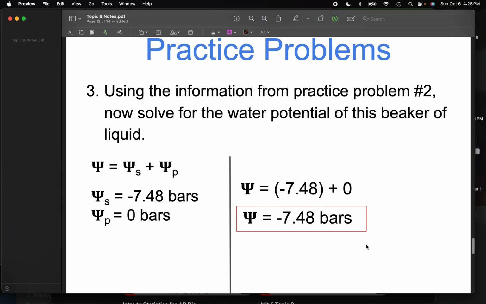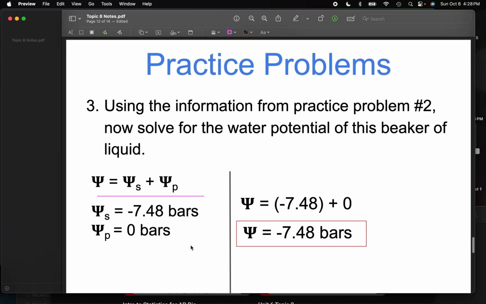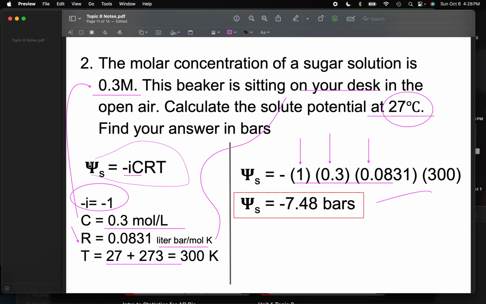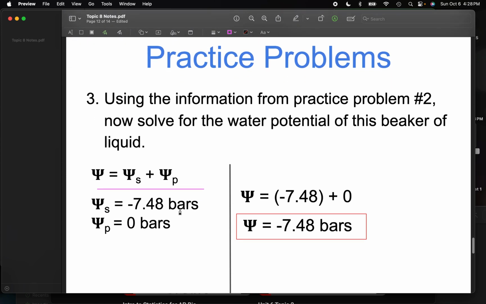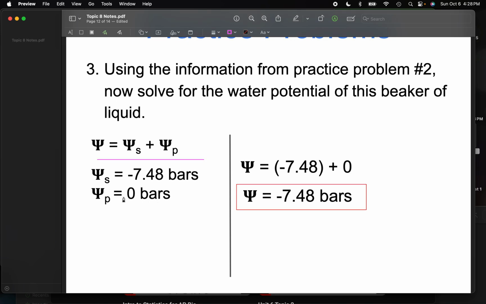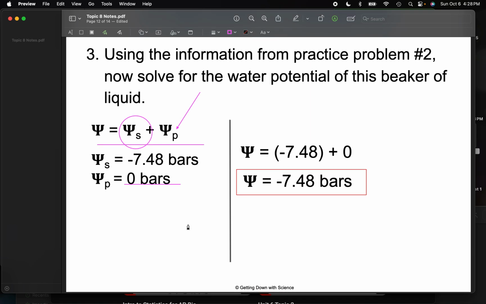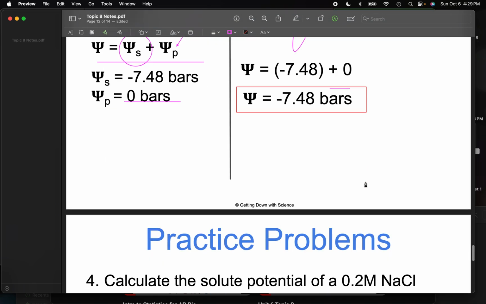Using this information, now solve for the water potential of the beaker. Here's the equation we're going to use. We're never going to make you memorize that equation. It's just not going to happen. We're going to give it to you. Same thing with this up here. It's part of your equation sheet. So, we know this from our previous problem. We know our pressure potential because we're in normal atmosphere. That's our bars. So, that plus 0, boom, done. That's it. That's all it is.